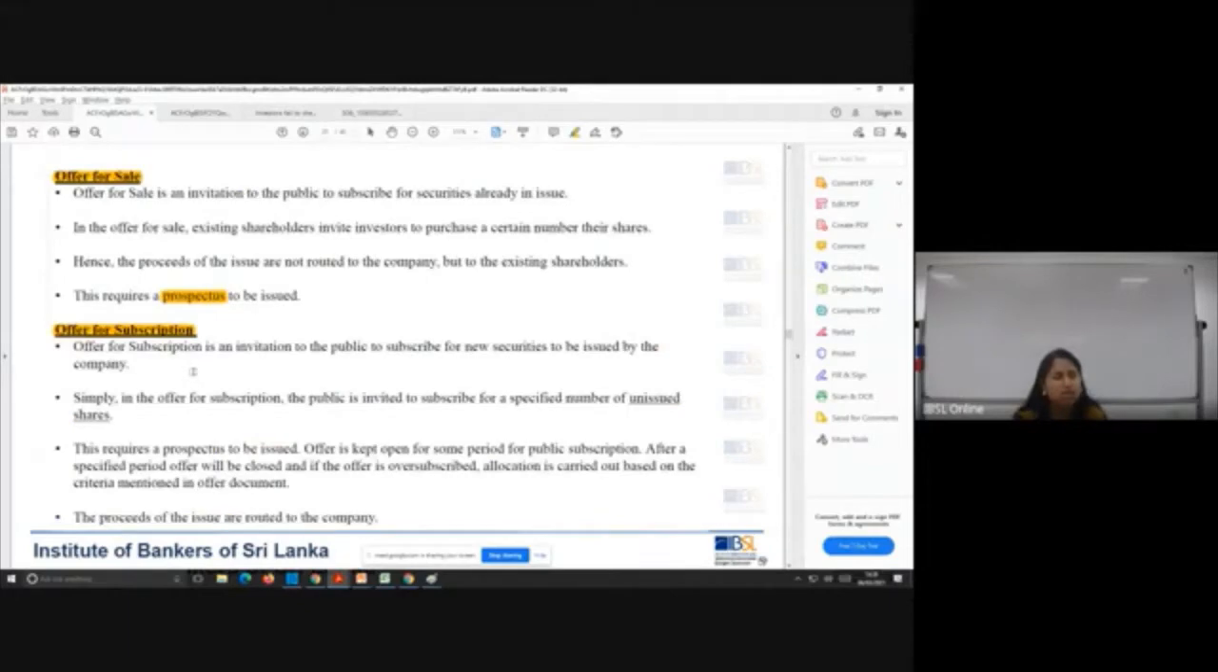Now we saw similarities between these two. Both of them are ways of issuing to the public. In both of them, you will have a prospectus to be issued. Now we are going to see the difference. You can see one is offer for sale. The other one is offer for subscription.